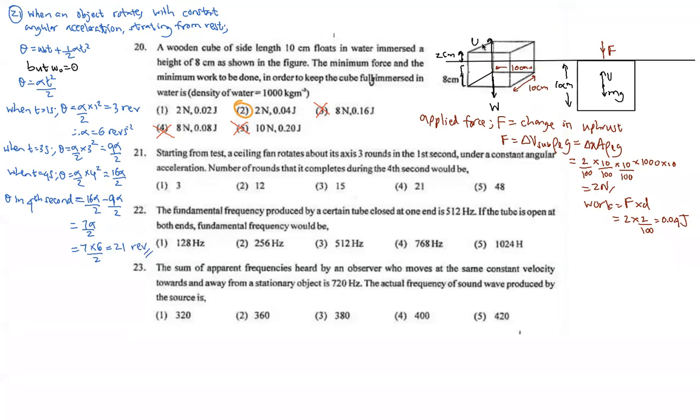Good. 21 is the answer. And this is how you have to do it. When you want to find out the displacement in the 4th second, you have to find the displacement after 4 seconds, then find the displacement after 3 seconds, and subtract.